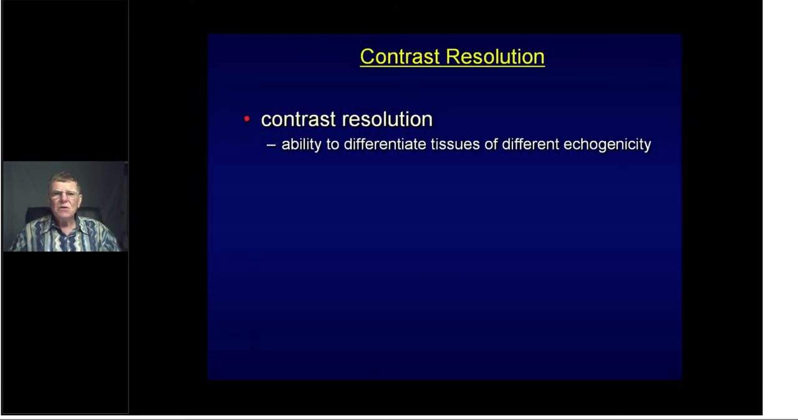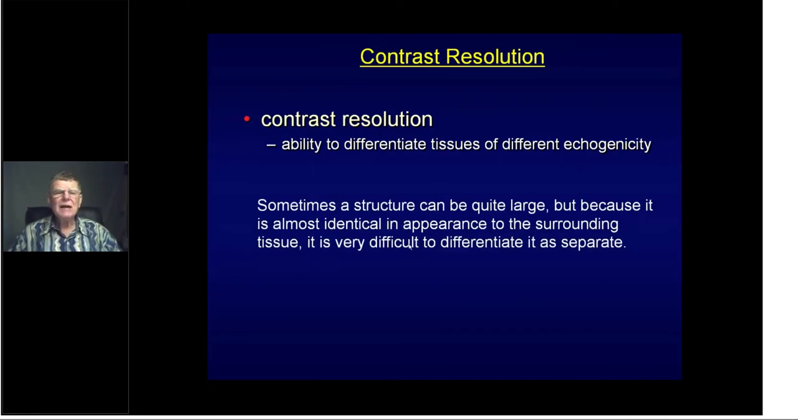Okay, now let's move on from spatial resolution and let's look at contrast resolution. Contrast resolution isn't related to how small the structures you can see one beside the other. It's related to how well it can differentiate tissues of different echogenicity. Sometimes you can have a very large structure in a patient and it can't be resolved. You can't see it because its echogenicity is so similar to that of the surrounding tissue.